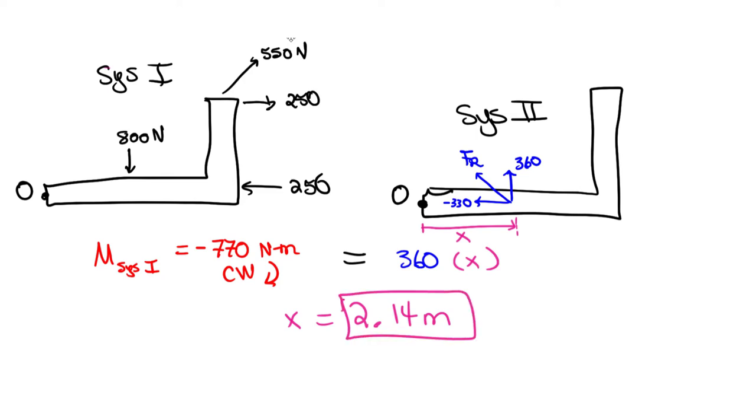And to summarize again, this system two is equivalent to system one. And the moment that's produced here should be this 770. And it is when you take this and plug it in here. If you take the 360 times x, you get that 770. And it would actually act in what direction though? Counterclockwise, right? It would counteract the clockwise.